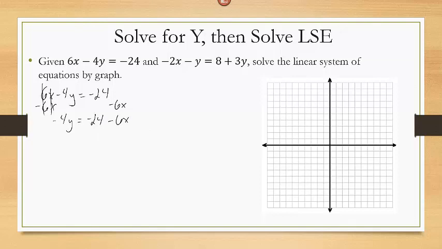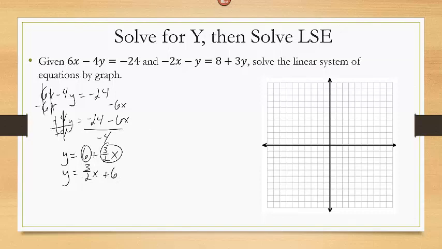Now, we want y by itself, so we have negative 4 times y. We need to divide by negative 4 to get rid of the negative 4, so let's divide both sides by negative 4. This cancels, and we're left with y equals negative 24 divided by negative 4 is positive 6. Negative 6 divided by negative 4 is positive, so plus 3 over 2x. In proper form, we need to switch these two around. So that will give us y equals 3 over 2x plus 6.